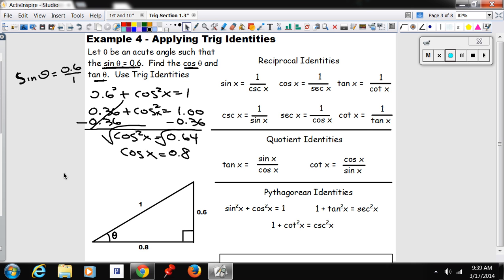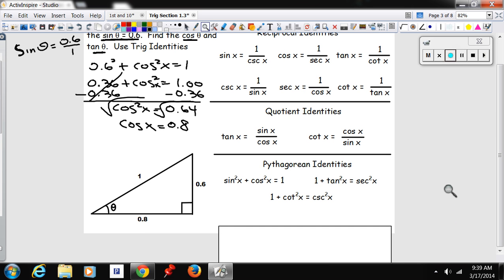Remember I told you that the sine equaled 0.6? So if you look at theta, my opposite side is 0.6. My hypotenuse is 1. So 0.6 over 1 means my sine would be 0.6. If you did a squared plus b squared equals c squared, you would get 0.8 down here for the adjacent. And what is 0.8 divided by 1? 0.8. That's what we got for cosine. 0.8 over 1. So that is a way you can use trig identities.